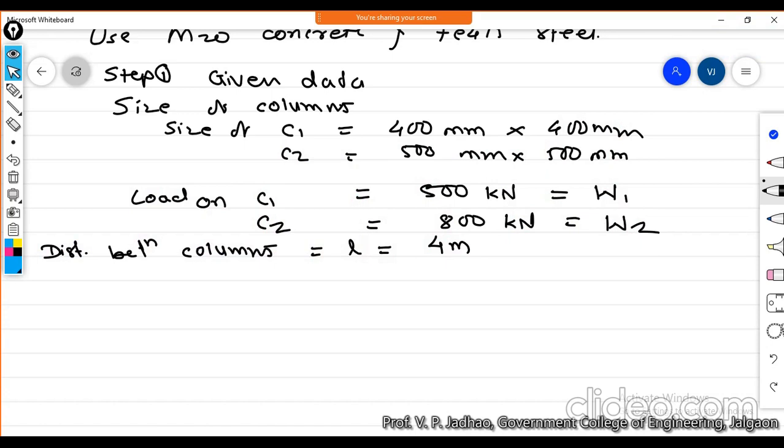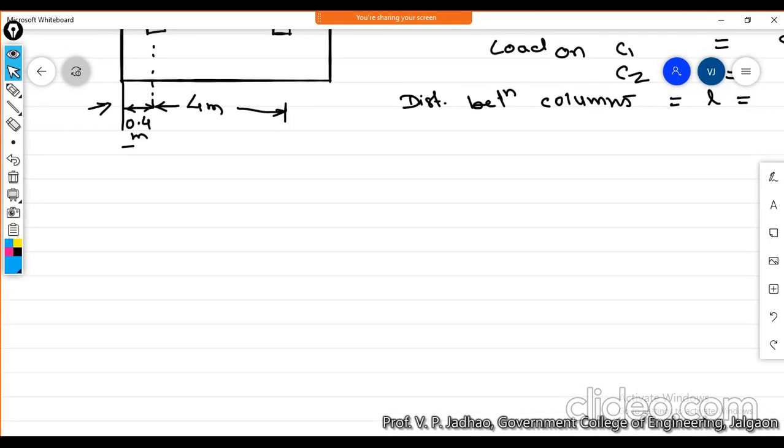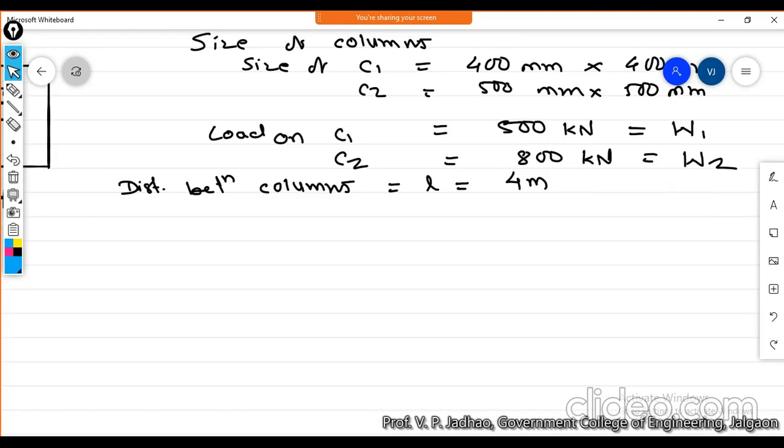Again, this value we consider as projection A1. We consider this projection as A1, and this is given as 0.4 meter. This particular distance is given as 0.4 meter. So we have A1 is equal to 0.4 meter.